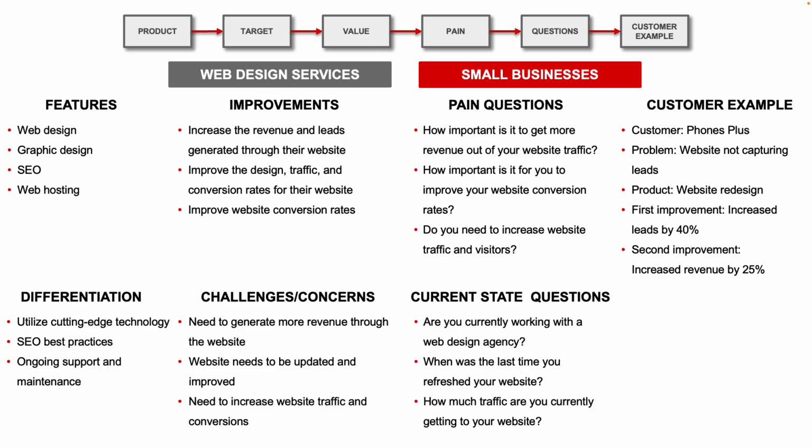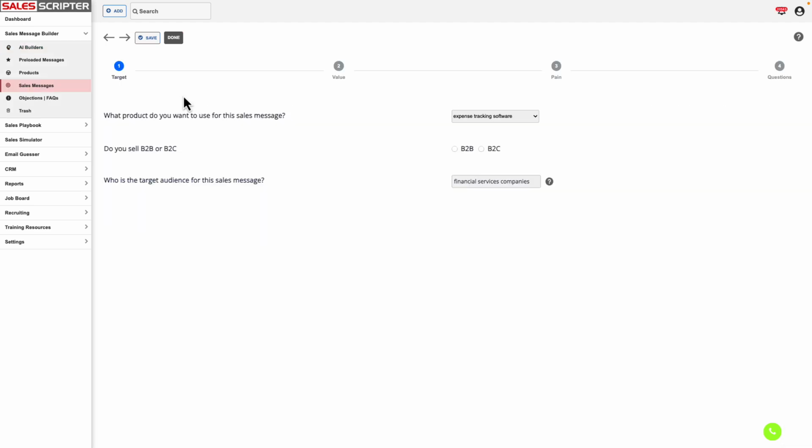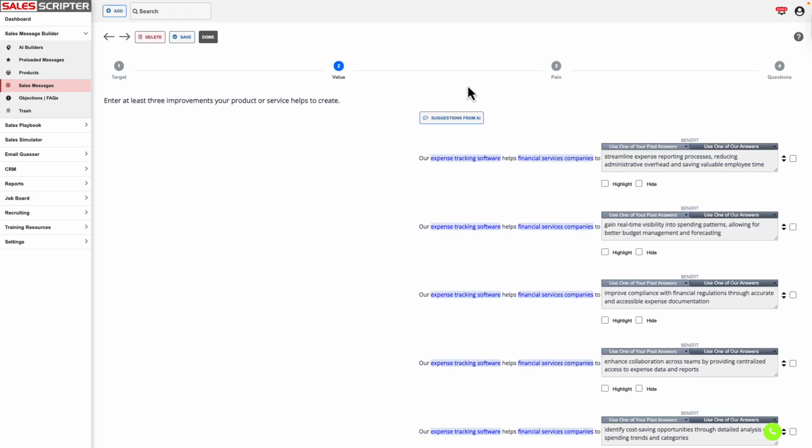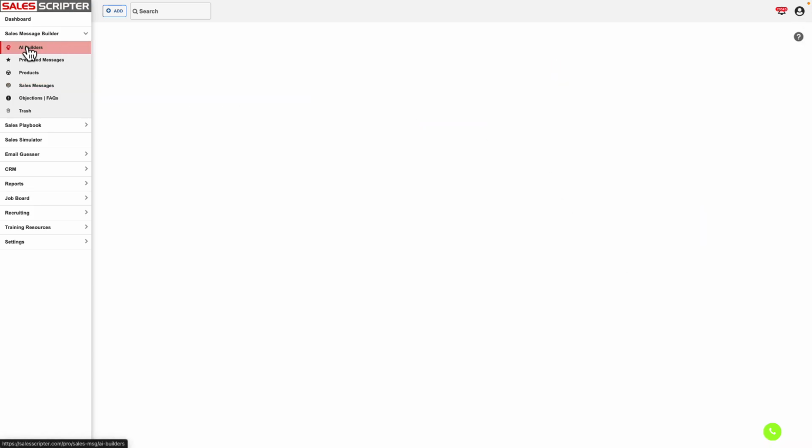And if you want help going through this process, we actually have an AI tool that will create all of this for you in a matter of seconds. Our software, Sales Scripter, actually aligns with that sales message brainstorming process that we are working our way through. And you can go through each of these steps and put in your answers as to what are your benefits and what are your pain points.